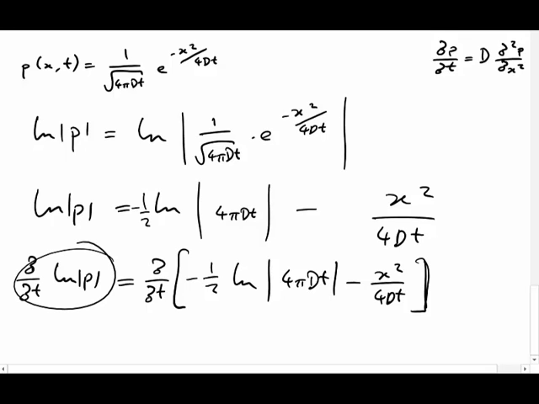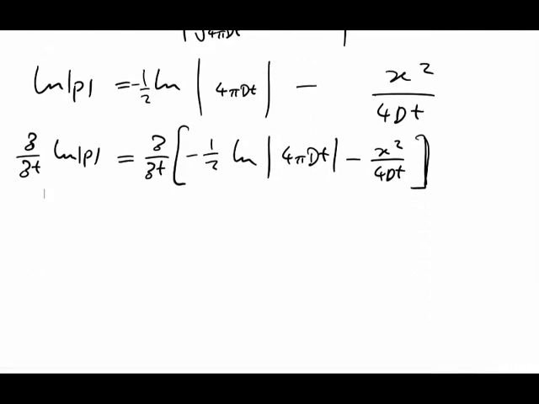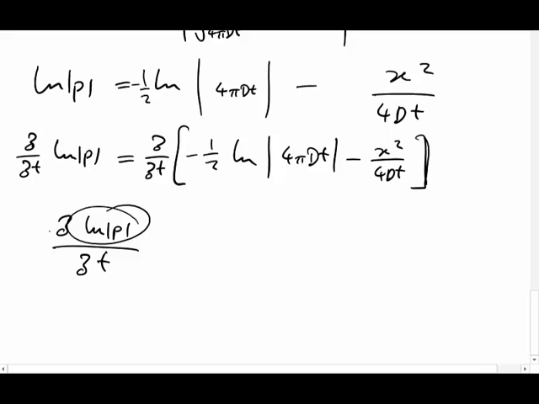So, what's the derivative of the natural logarithm of p? This is just going to be the chain rule, right? What I want to do is find the derivative of the log of p with respect to t. At the moment I can't do this, because there's no t in the log of p.